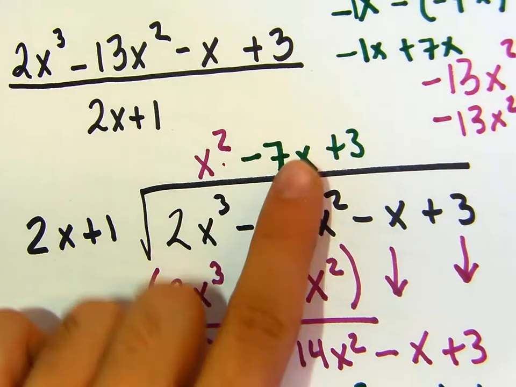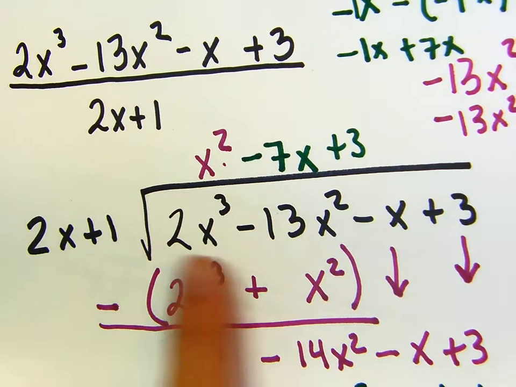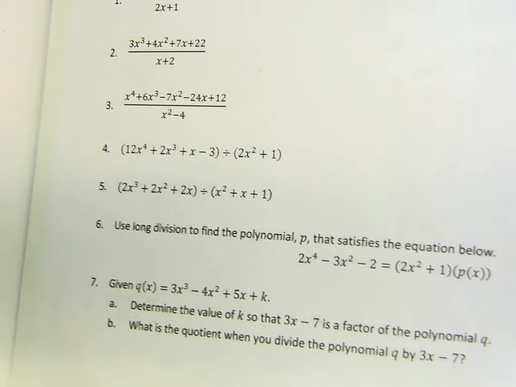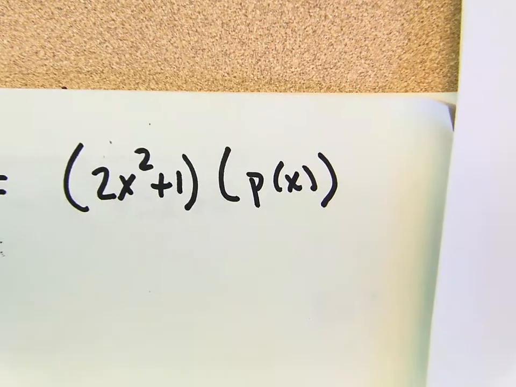Two x plus 1 times this, and then hopefully you get this. And that's the idea here, that if I have, let's say for this question, right? Oops, sorry.